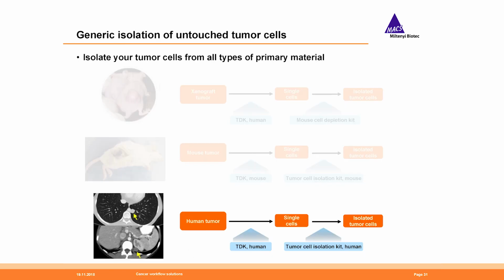I will skip the mouse part due to time reasons, but it's the same principle as with the mouse cell depletion kit. So now that we're working with mouse tumor only, it would be all the non-tumor mouse cells being attached, and everything that's mouse tumor goes through. And this is the same for the human one. Here I do have some extra data, so I will go into it.